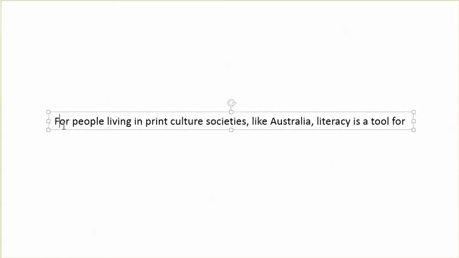They typically start by saying who it is for. So literacy would be for people living in print culture societies, and that's what we write: for people living in print culture societies like Australia, for example, literacy. Let's have a look at what happens if we think of literacy as a tool rather than a skill, because skill would be many skills, whereas literacy is a tool for engagement. So let's have a look.